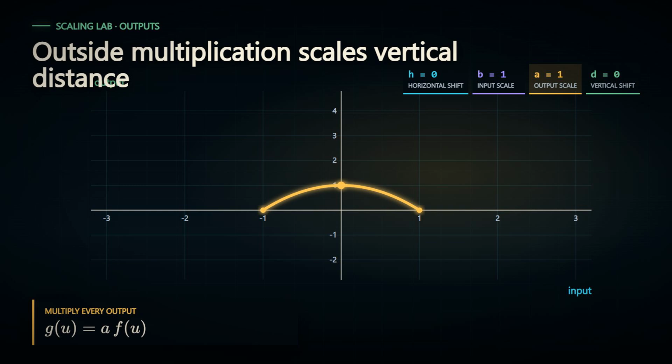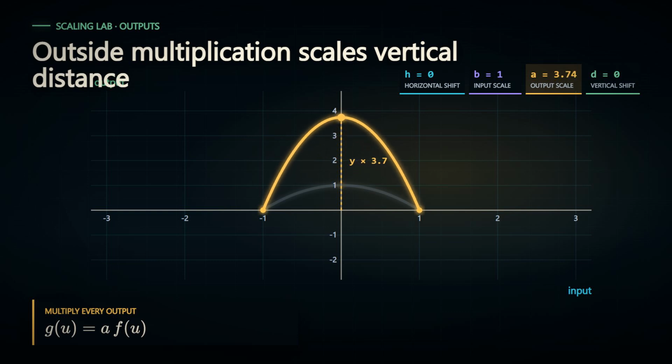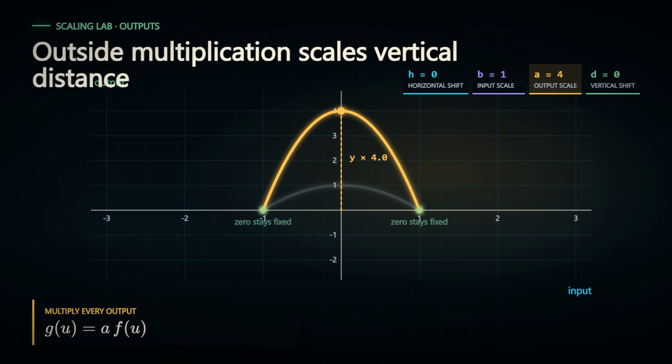Translation moves a graph without changing its size. Scaling changes distances from an axis. Multiply the function output by a times f of u. As a grows from 1 to 4, every y value becomes 4 times as far from the horizontal axis. The vertex climbs from 1 to 4 while both zeros remain fixed.